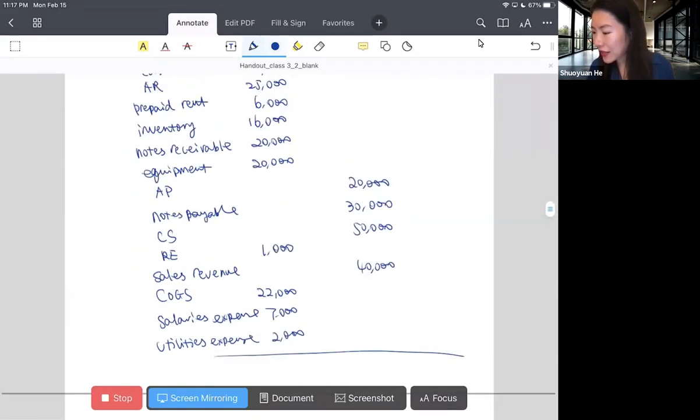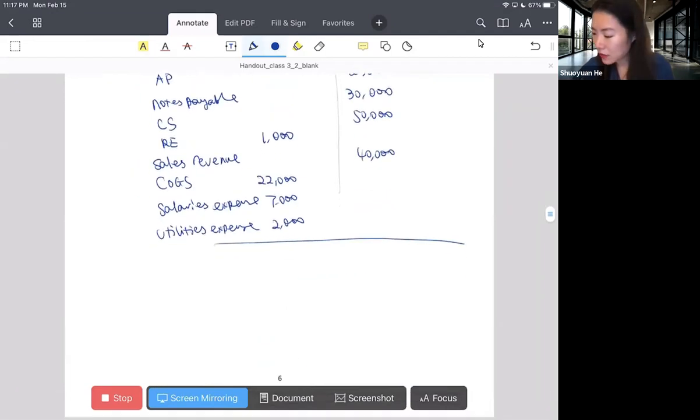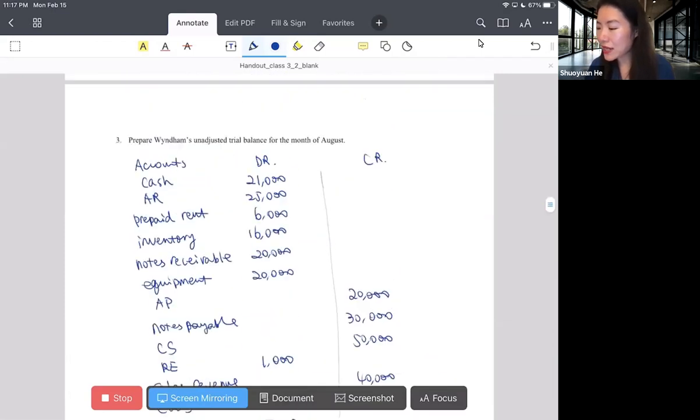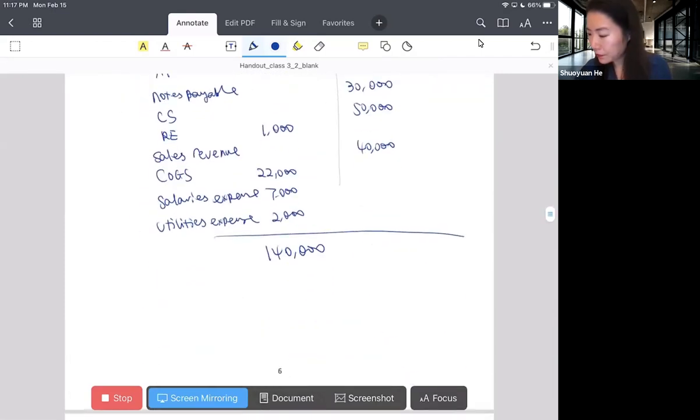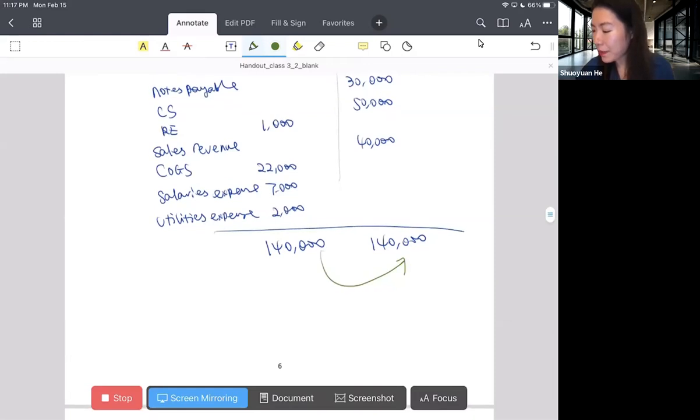And if you add up all of the debit side balances versus all of the credit side balances, those two numbers should be the same. Because when you are making the journal entry, your debit side should always be equal to your credit side. So all of those journal entries are posted just one-to-one to your ledger account.